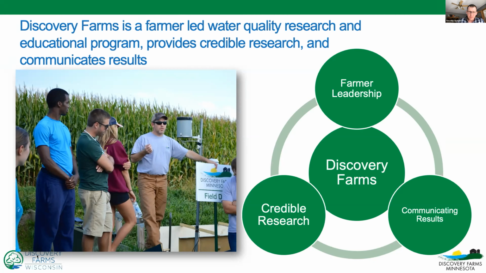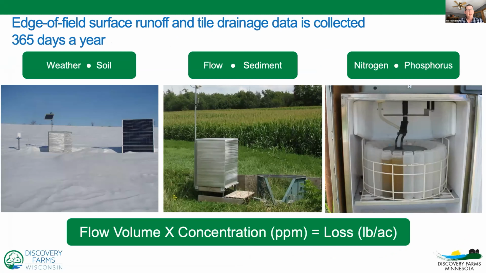And the type of research that we're doing, in Minnesota and Wisconsin anyway, is focused on edge of field surface runoff and tile drainage research, collecting that data 365 days a year. Unfortunately or fortunately for us, snowmelt is a huge part of our lives in this upper Midwest. So monitoring that is particularly hard, but very important for our water cycle here. When we set up on the edge of the field, either for surface water runoff or for tile drainage, we're collecting the amount of flow, so like a volume measurement, and then sampling that water for sediment and nitrogen and phosphorus.